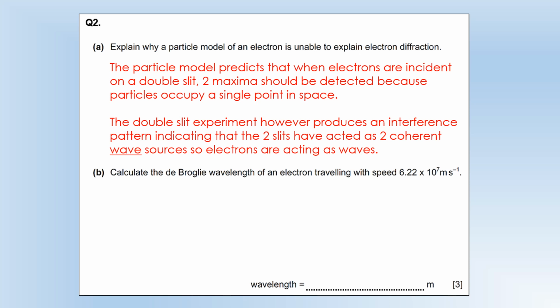Calculate the de Broglie wavelength of an electron traveling at 6.22 times 10 to the 7. So there's a simple equation to make this conversion. Plug your numbers in. We know the mass of an electron. You can get it from our data sheet, and that gives us the de Broglie wavelength.